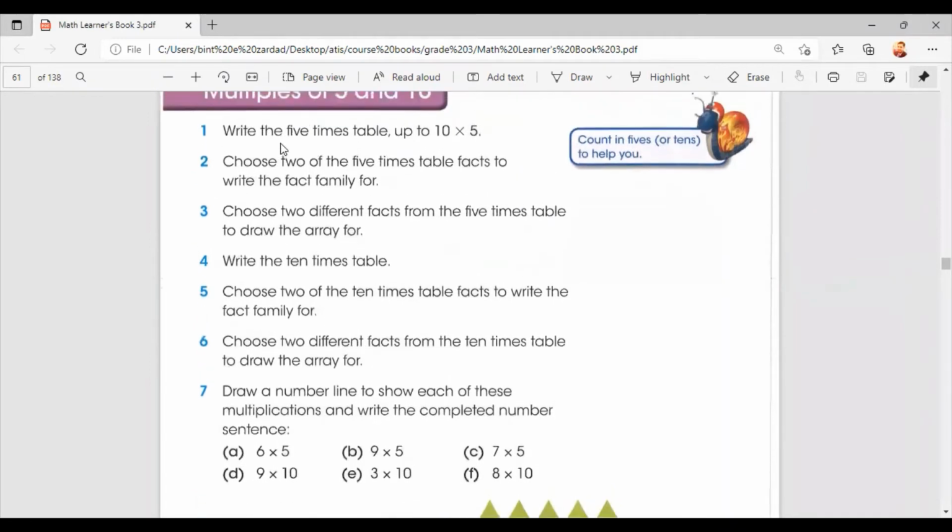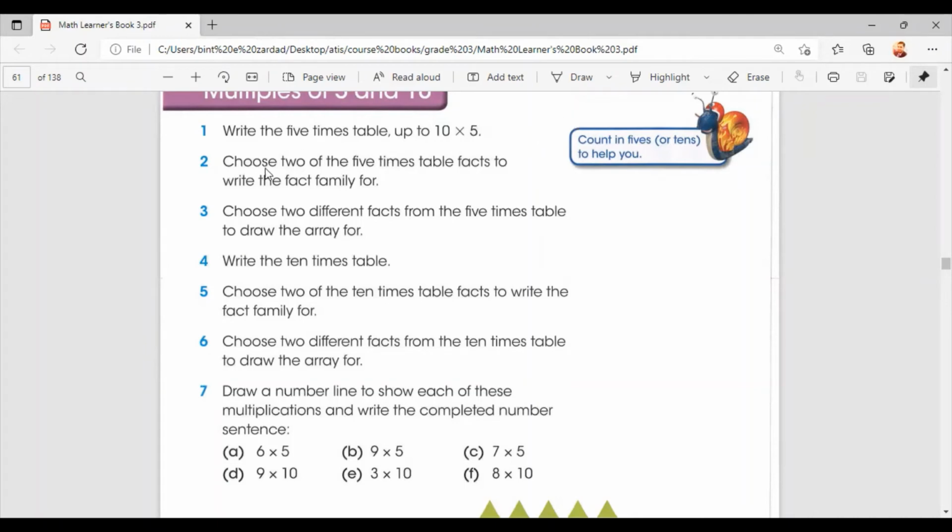This lesson, you can say: write the 5 times table up to 10. 5 multiplied by 1 equals 5. 5 times 2 is 10. 5 times 3 is 15. 5 times 10 is 50. Okay. 5 times 4, 5 times 5.